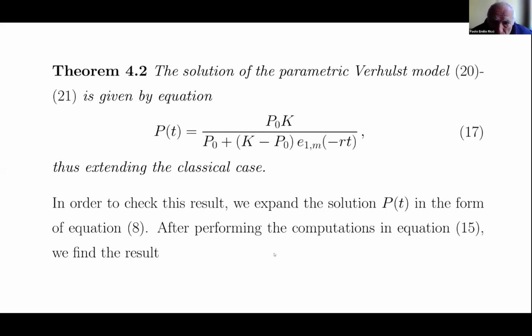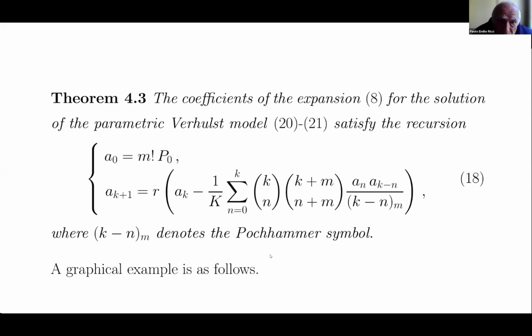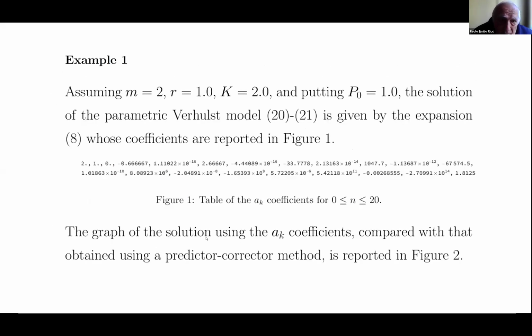After performing the computation in the equation, we find that the coefficient of the expansion for the solution of the parametric Verhulst model satisfies this recursion, where k minus n sub m denotes the Pochhammer symbol. In the case when m equals 0, you recover the preceding situation in which the operator is just the Laguerre-type operator.